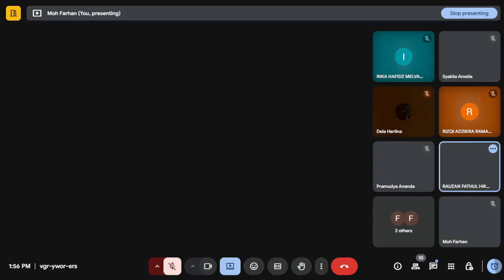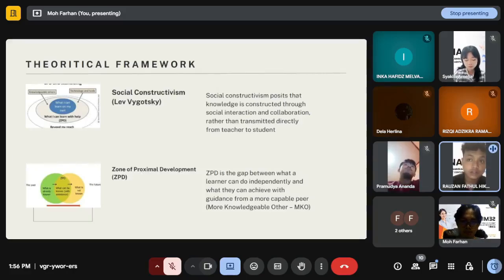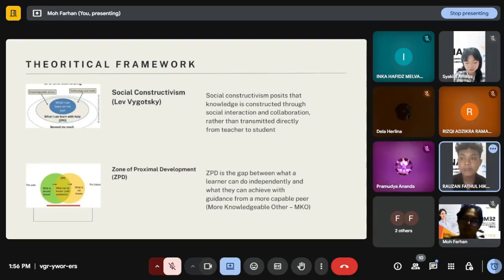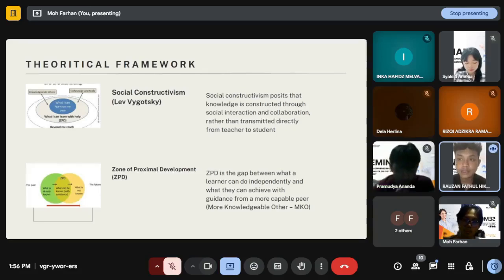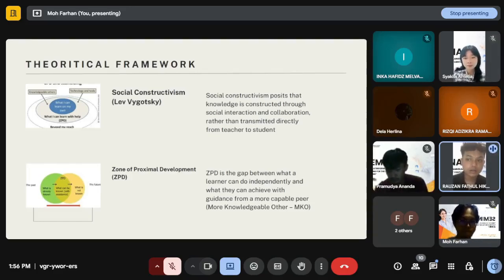The theoretical framework. The first is the social constructivism by Lev Vygotsky. Social constructivism posits that knowledge is constructed through social interaction and collaboration rather than transmitted directly from teacher to student. And the second is zone of proximal development, or the ZPD. ZPD is the gap between what a learner can do independently and what they can achieve with guidance from a more capable peer or more knowledgeable others. Next slide.